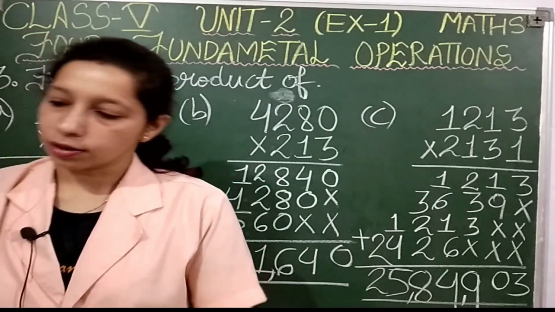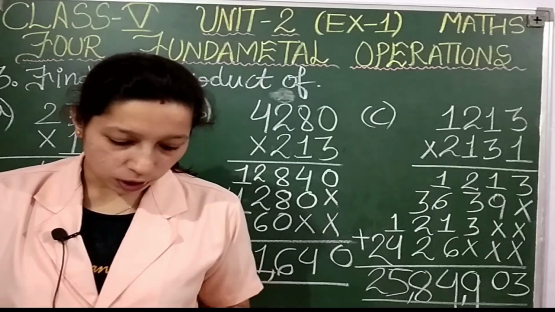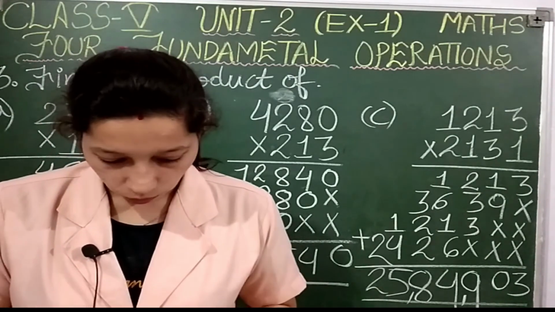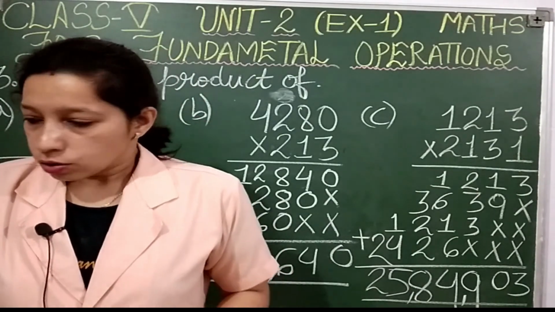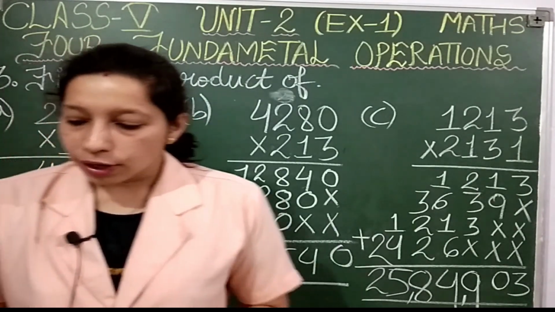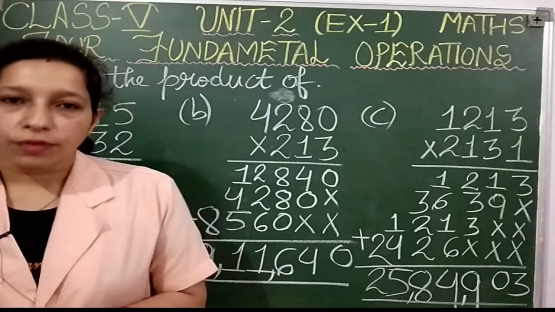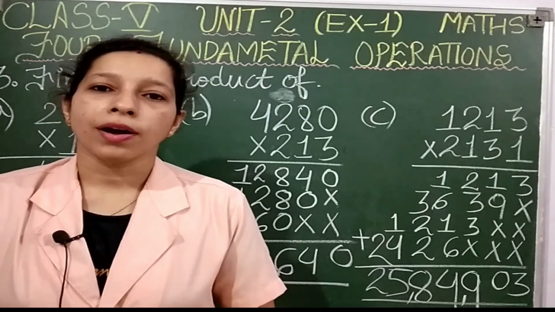So this was our question number 3. Again students, here 5 points were there. Up to C I have done. D and E will be your homework. So in today's video we have seen first 3 questions, question 1, 2, 3. In the next video we are going to work with question number 4.